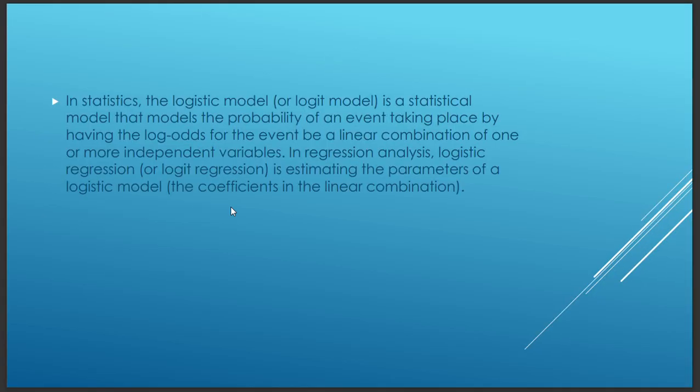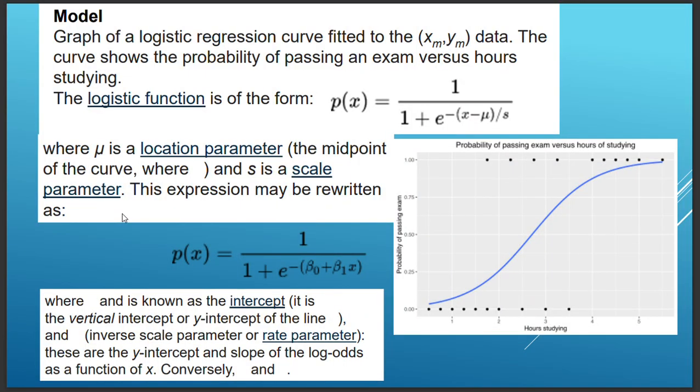In statistics, the logistic model is a statistical model that models the probability of an event taking place by having the log odds for the event be a linear combination of one or more independent variables. In regression analysis, logistic regression is estimation of the parameters of a logistic model. The coefficients are in linear combination. Here is a graph of a logistic regression curve fitted to x and y data. The curve shows the probability of passing an exam versus studying. This is the logistic regression model.